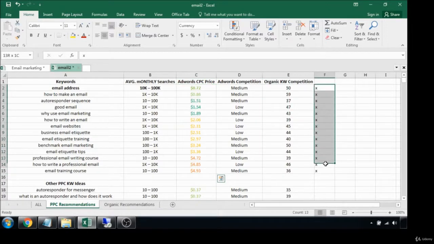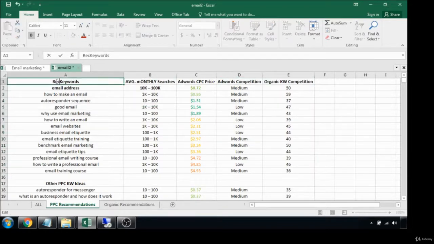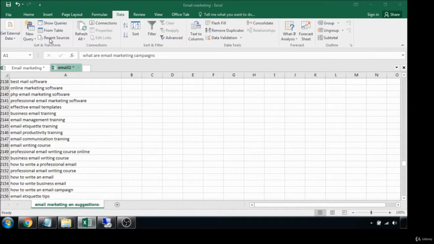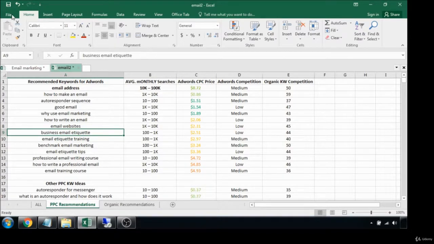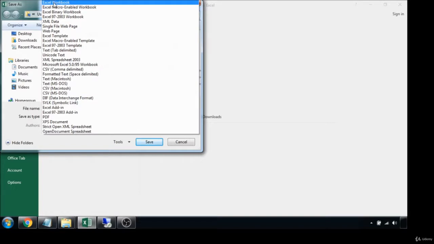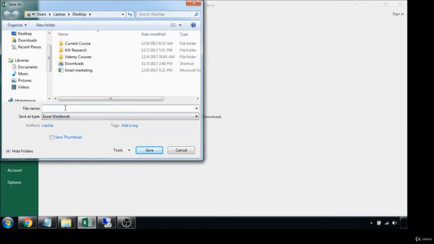So then I just like to erase these X's. Sometimes that confuses people. And then up here, I will write recommended PPC keywords or recommended keywords for AdWords, however you want to label it. Go ahead and save. I like to save it as a workbook. You can save it as a CSV if you'd like as well, and name it whatever you want.